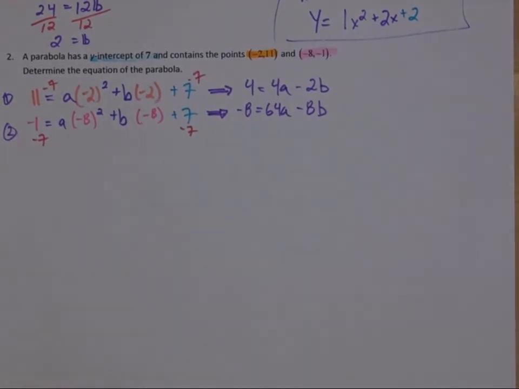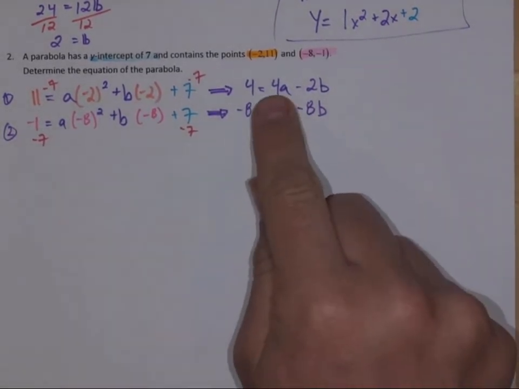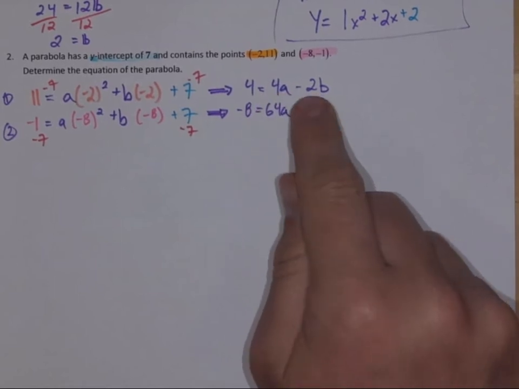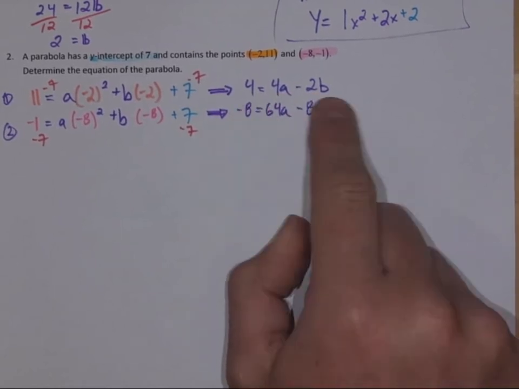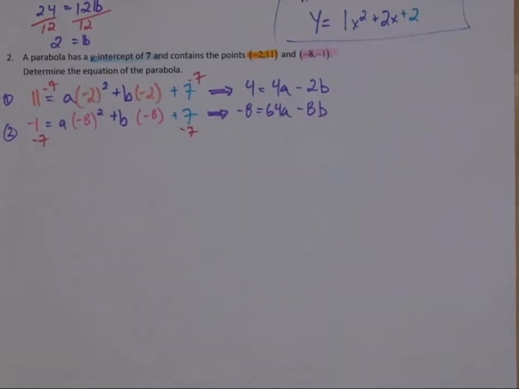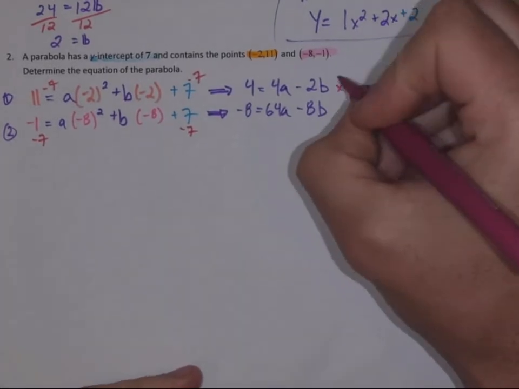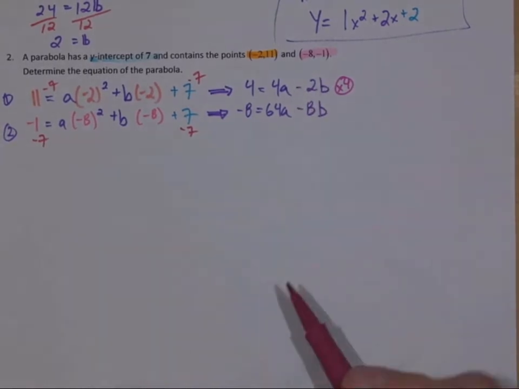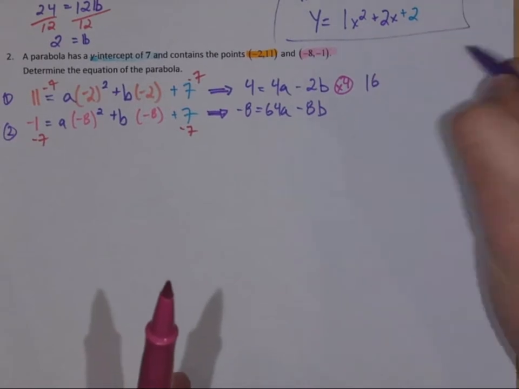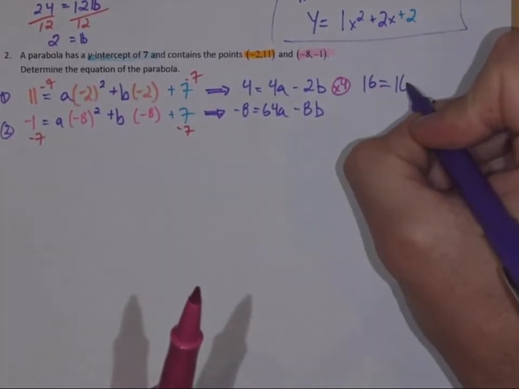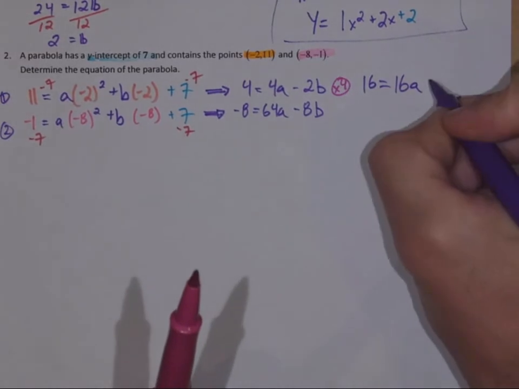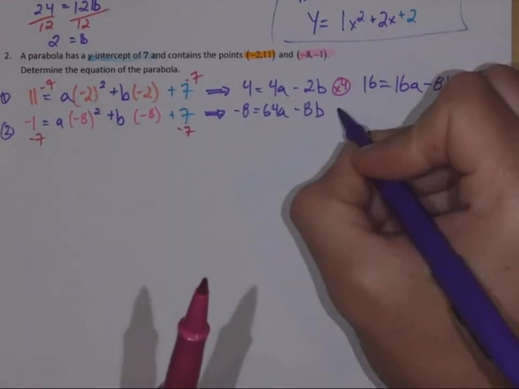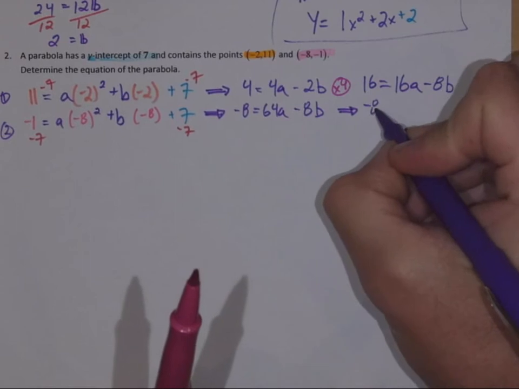So elimination. You need to see the coefficients in front of A, are they the same? No. Coefficients in front of B, are they the same? No. Can I multiply equation 1 to make some of the coefficients the same? Absolutely. So in this case, I'm going to multiply the first equation by 4 so that I can get those to be the same. So everything in the equation is times 4. 4 times 4, 16. 4a times 4, 16a. Negative 2b times 4, negative 8b. This one, just sliding right over.